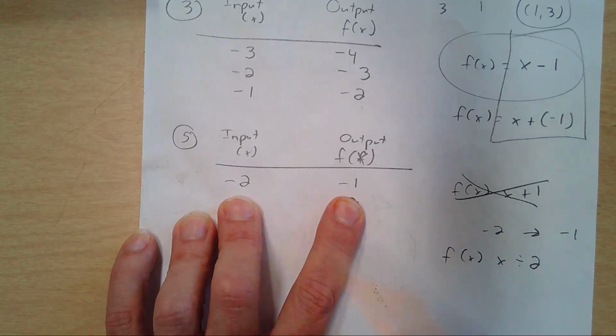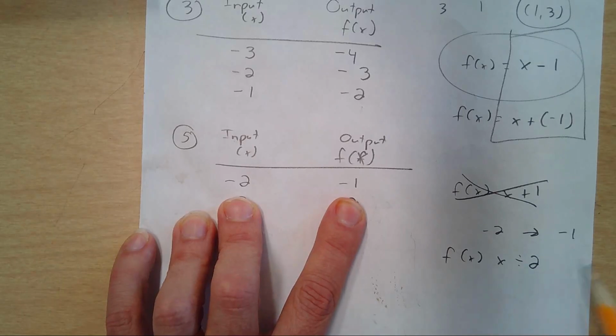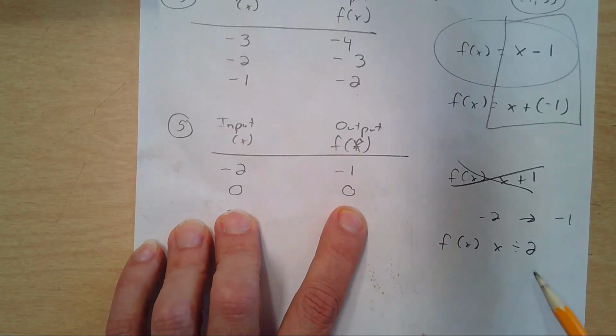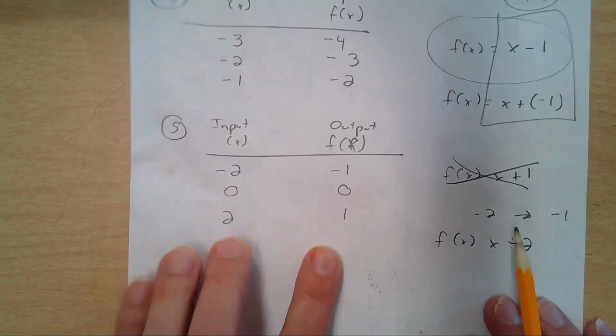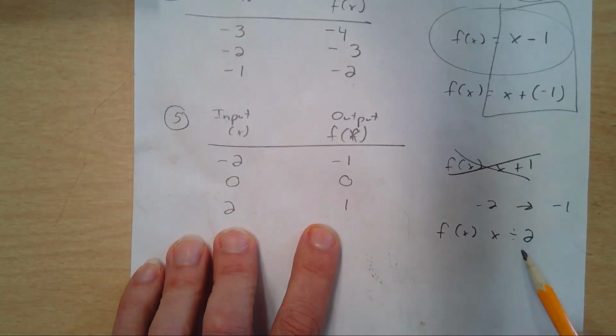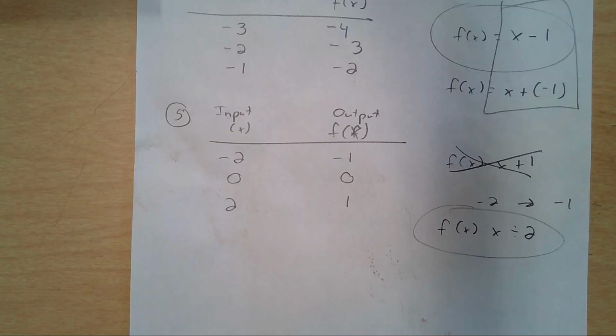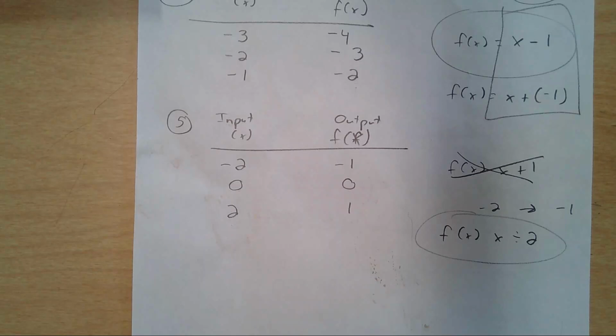So -2 divided by 2, odd number of negatives, -1. What is 0 divided by 2? Right, anything divided into 0 is 0 itself. And then what's 2 divided by 2? Right. So this time my function was f of x equals x divided by 2. And that's why you have to test your rule on all three of them, because you can always make a rule for just one thing. But if it truly is the rule, it has to make all three of them true.